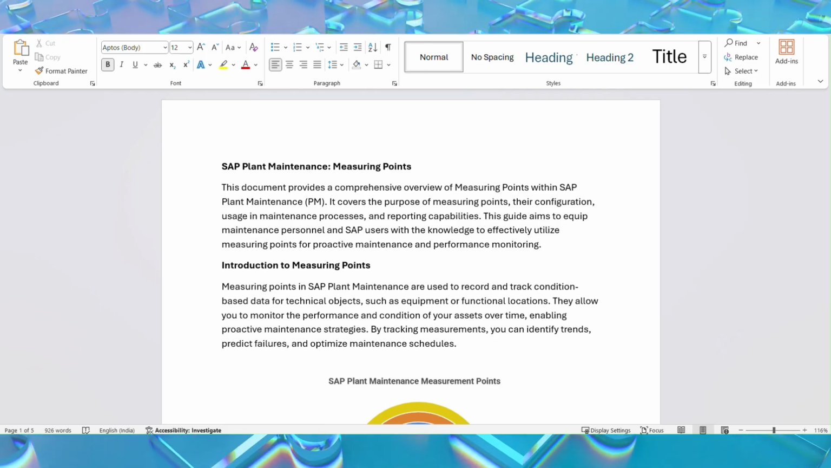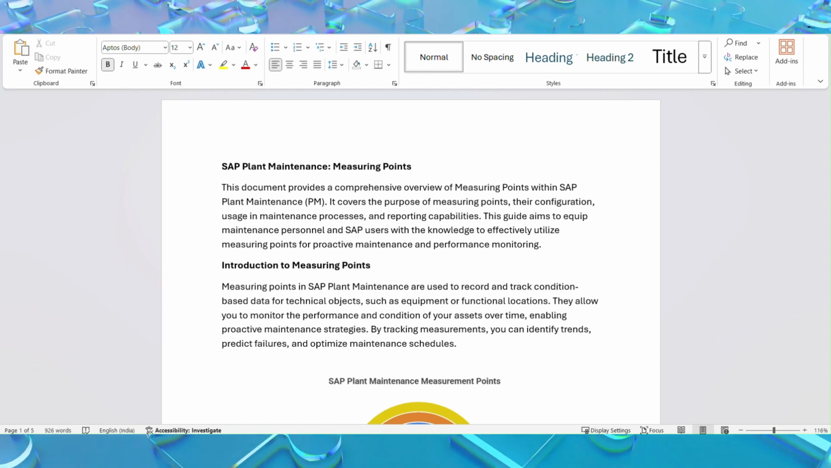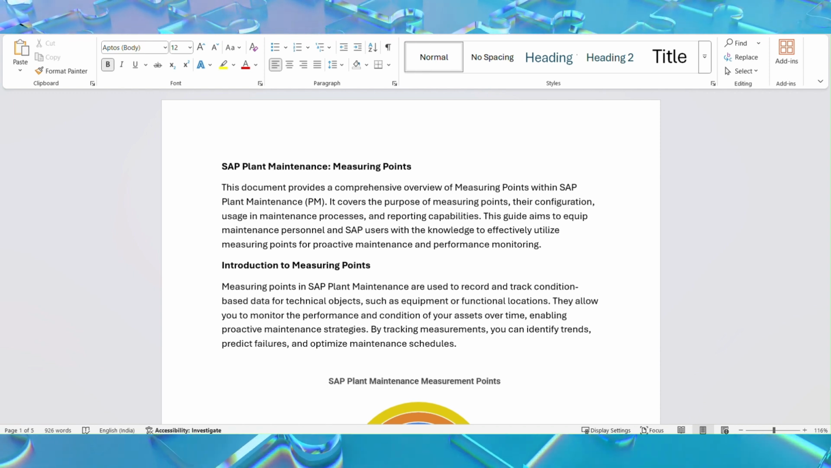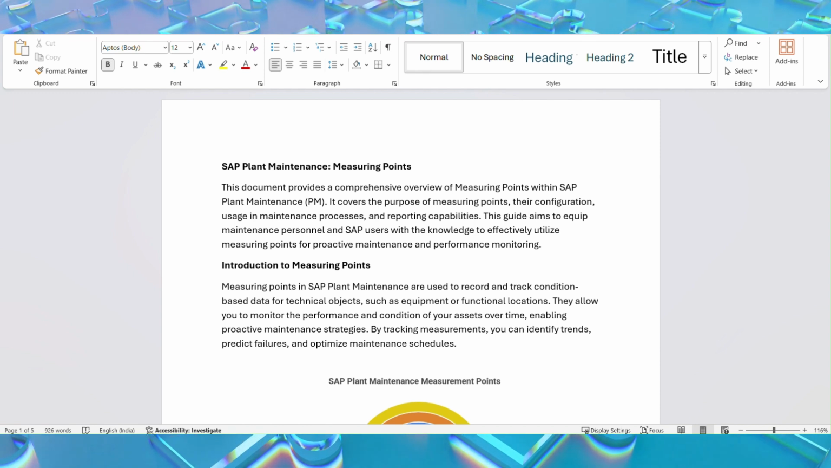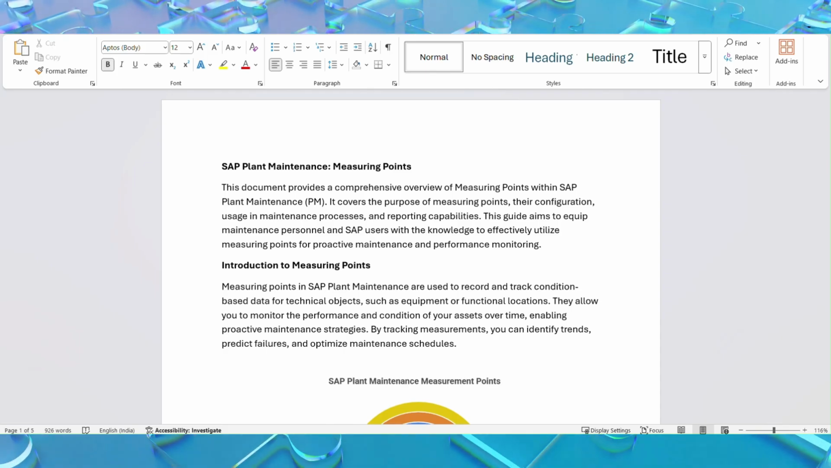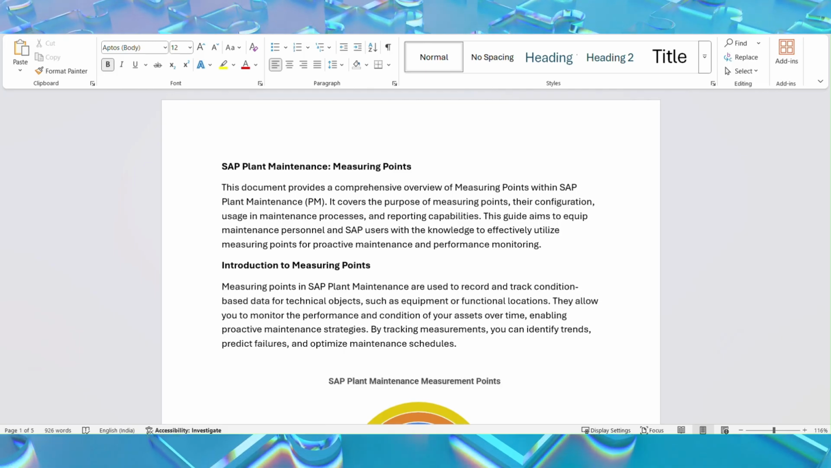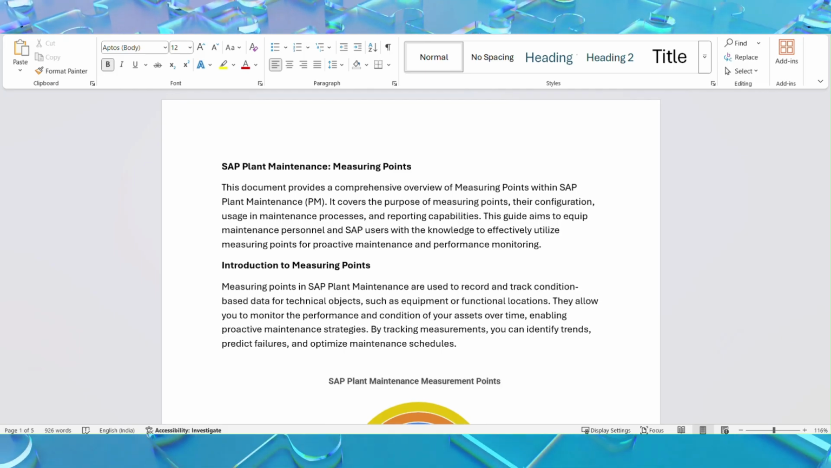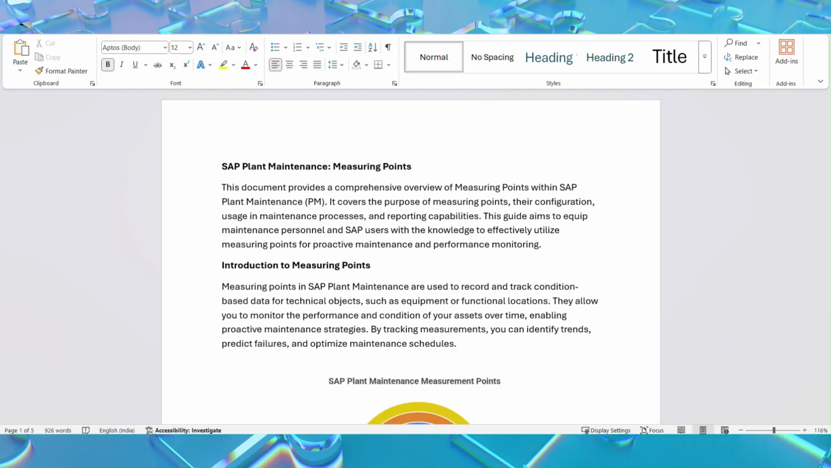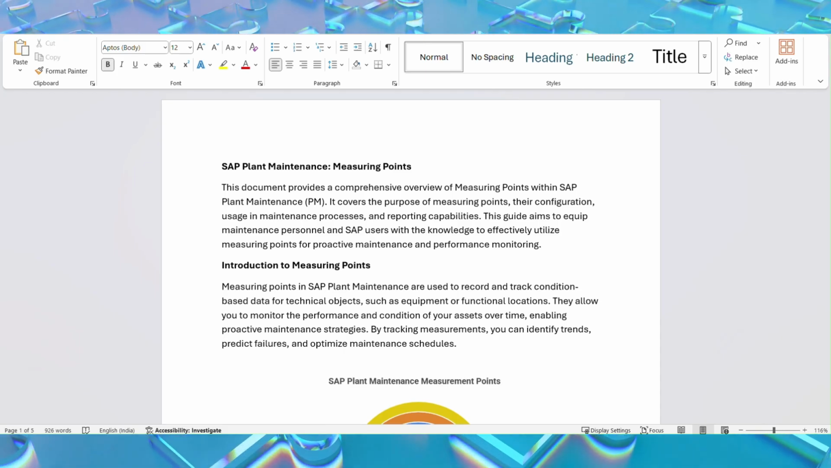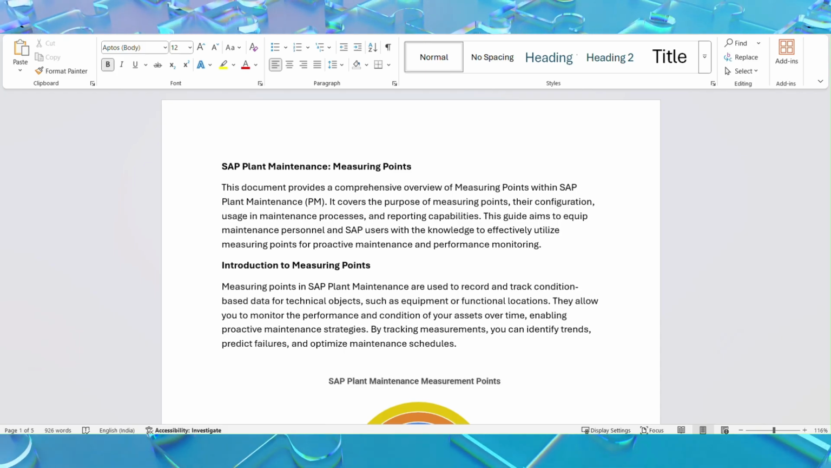On the other hand, we have non-counter based measuring points such as pressure and temperature. Pressure today can be 25 bar, tomorrow it can be 20 bar or 70 bar, whatever it is, and temperature might be 30 degrees Celsius, 70 degrees Celsius, again 35, whatever it is.